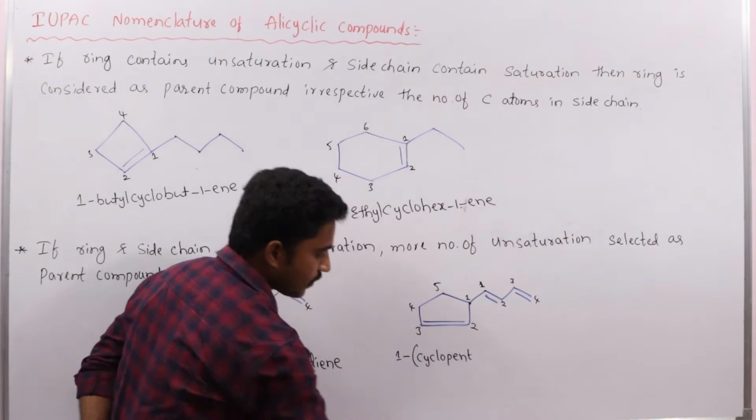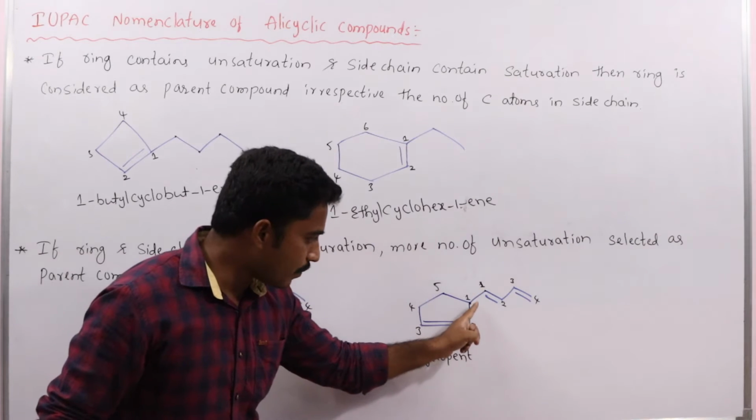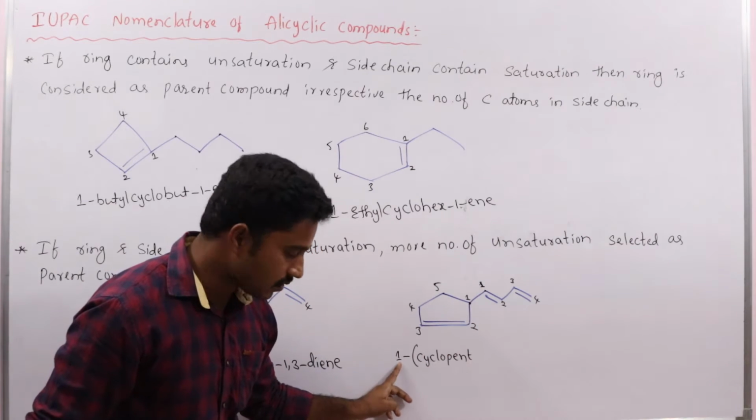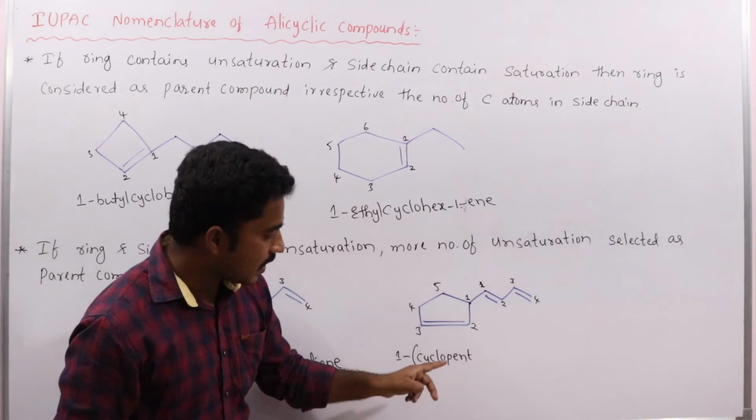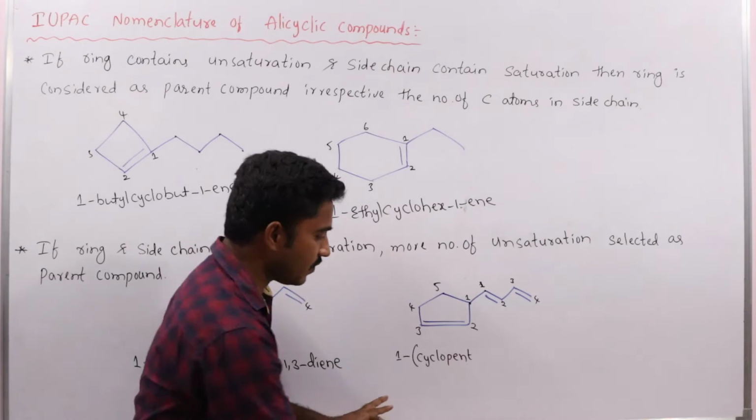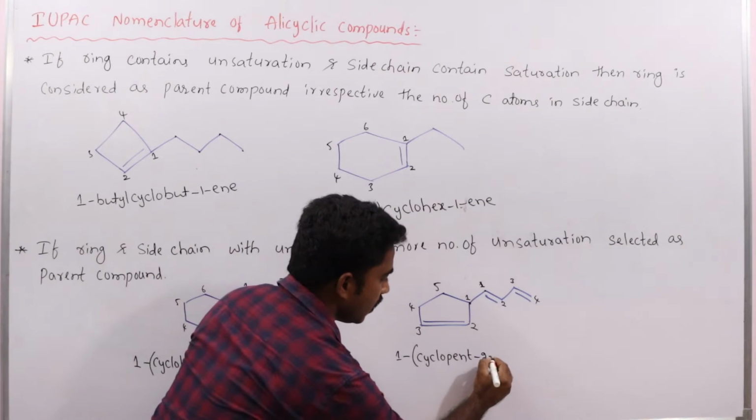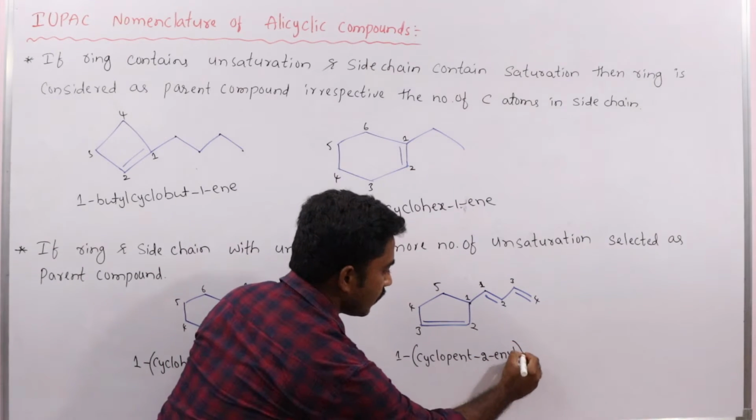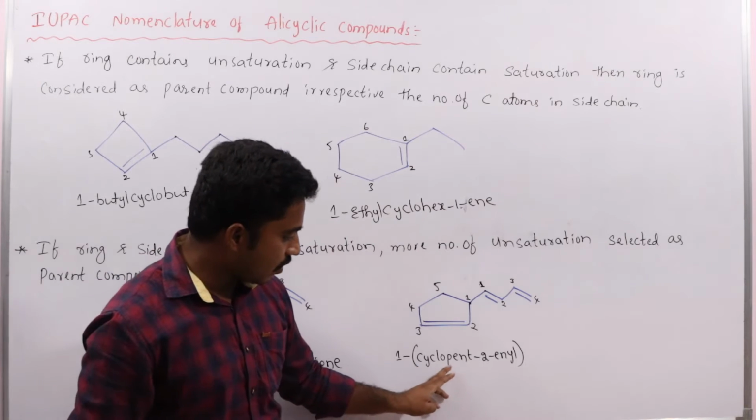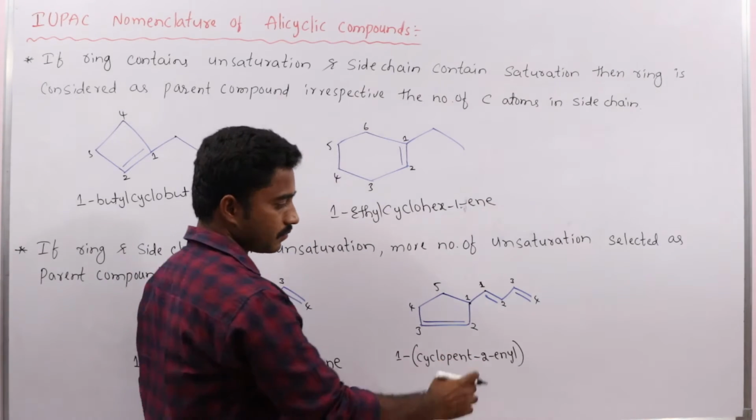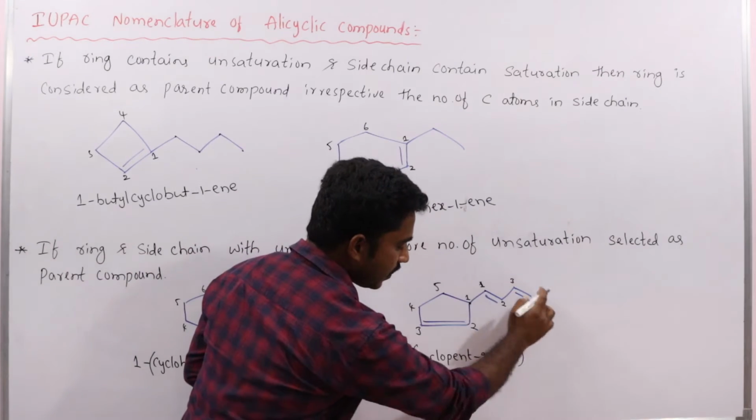Cyclopent, at the first position of the parent chain. Okay, the first position cyclopent, double bond present at second position. That's why cyclopent-2-enyl. Okay, close: 1-cyclopent-2-enyl.